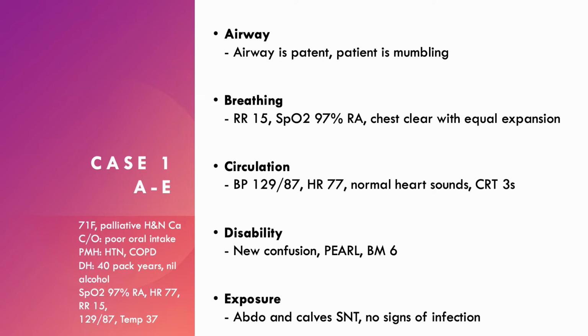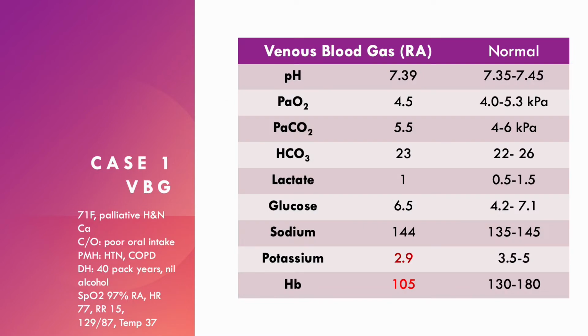Because the patient's oxygen saturations are okay, we probably want to get a venous blood gas in this case to look for any abnormalities in anything which may be causing the patient's current state. So we get a venous blood gas for the patient, and you can see there are lots of different parameters, and the advantage is that you can get results really quickly.